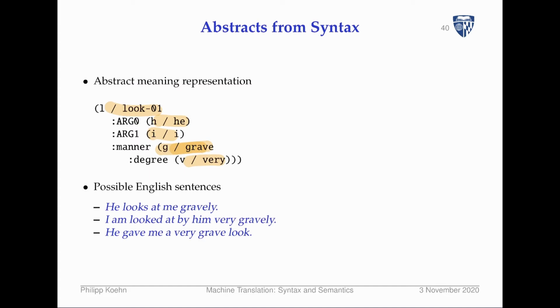You can have possible English sentences. He looked at me gravely. I am looked by him. I looked at by him very gravely. He gave me a very grave look. They all should render into this meaning representation. So all these should have similar translations. And to enable that, we might first process it into this meaning representation.